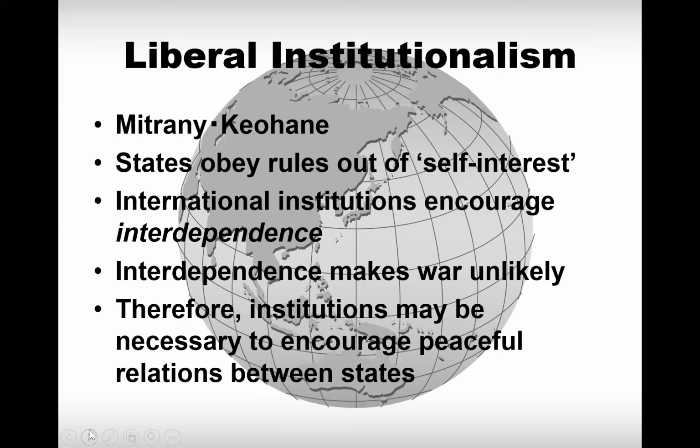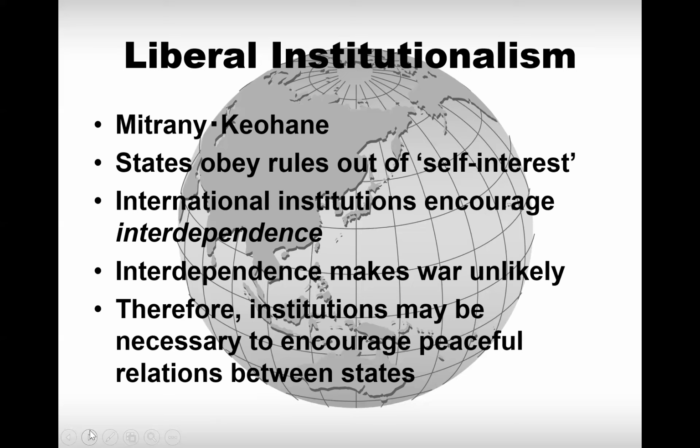Now, if we look at the Asia Pacific, we can look at relations between the United States and Japan. Since the defeat of Japan and since the American occupation, we've seen that Japan and the United States have traded with one another to such an extent that their economies are interdependent. Now, this makes war between them unlikely, irrespective of the domestic political arrangements.